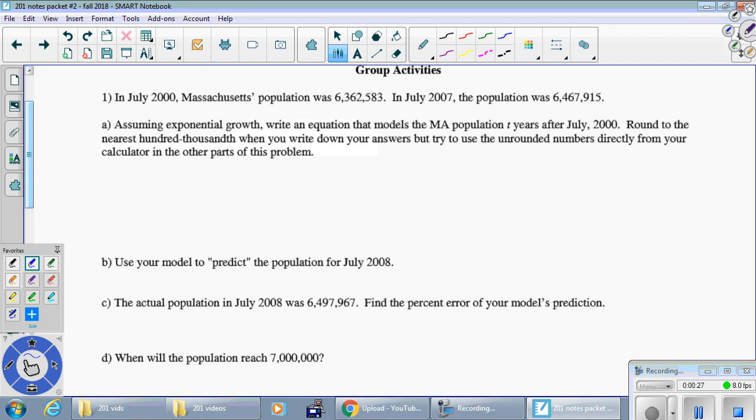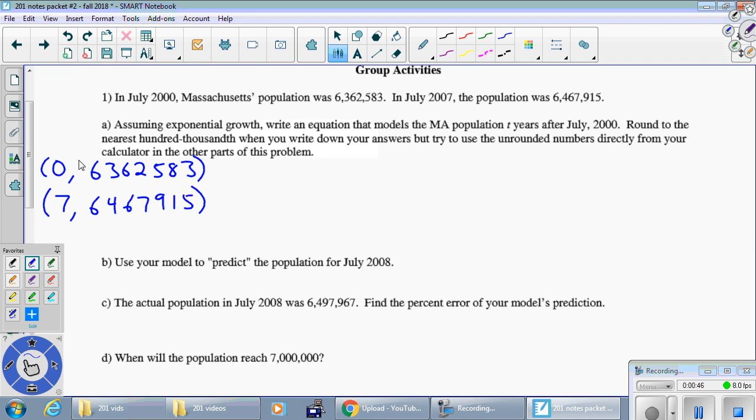It says T years after July 2000, so that means that the first point is 0, comma, and then the first number. And then the second point is 7 years later, so that's going to be a 7, comma, and then the other population number.